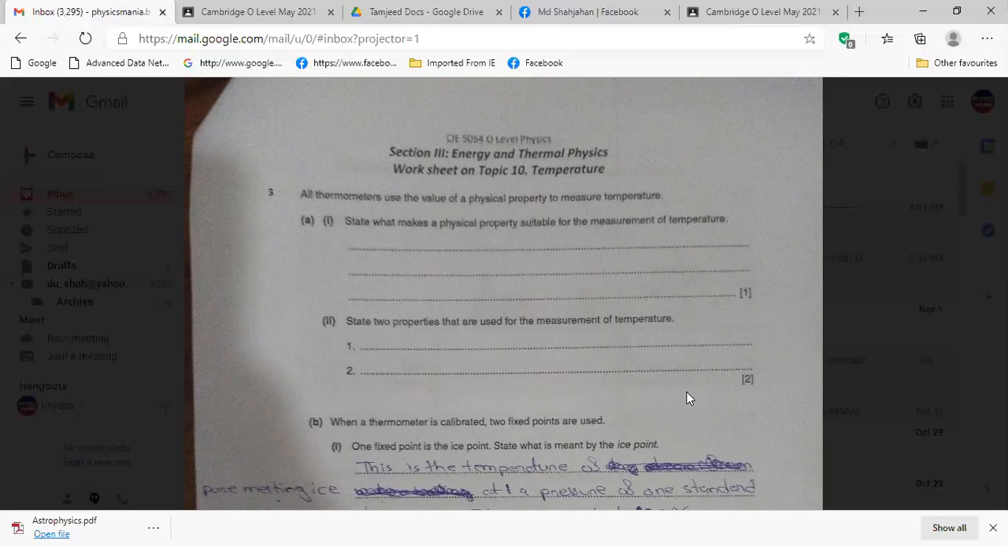Next, state two properties that are used for the measurement of temperature. What are the two properties? Like we are using a liquid in glass thermometer, right? Expansion of liquid, isn't it? Then we are using a thermistor. In a thermistor, the resistance decreases with temperature increase, right? That one is the digital thermometer we are using.